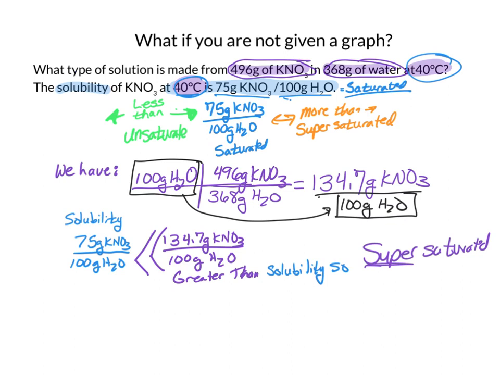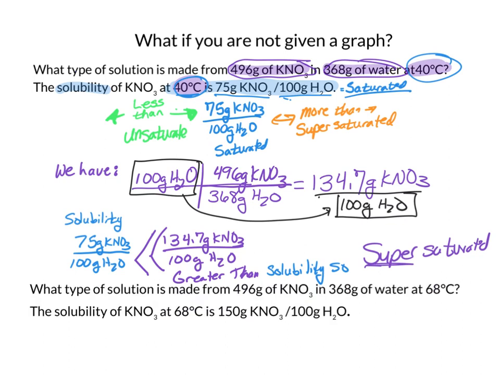If I asked this same question but asked for it at 68 degrees Celsius, you couldn't do it without a graph, or if I told you what the solubility of KNO3 is at 68 degrees Celsius. So if I told you that that solubility was 150 grams of KNO3 per 100 grams of water, and that's at 68 degrees Celsius, what kind of solution do you have if you have the 496 grams of KNO3 and 368 grams of water?